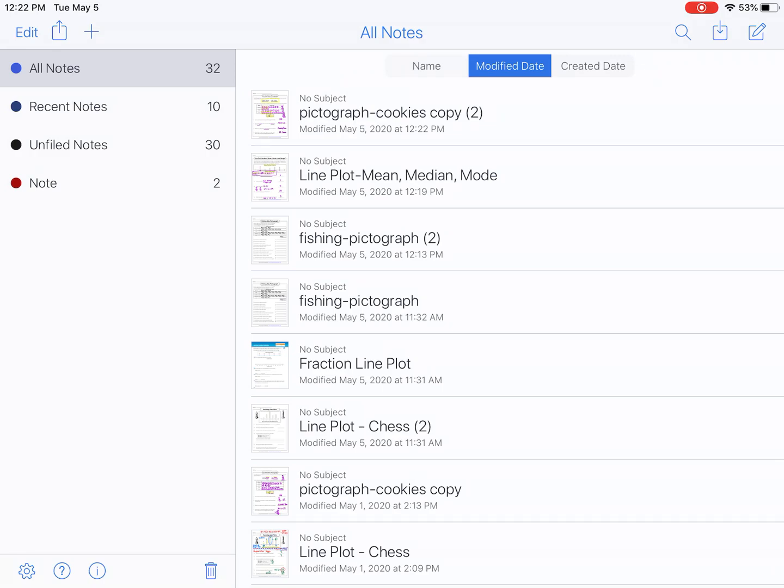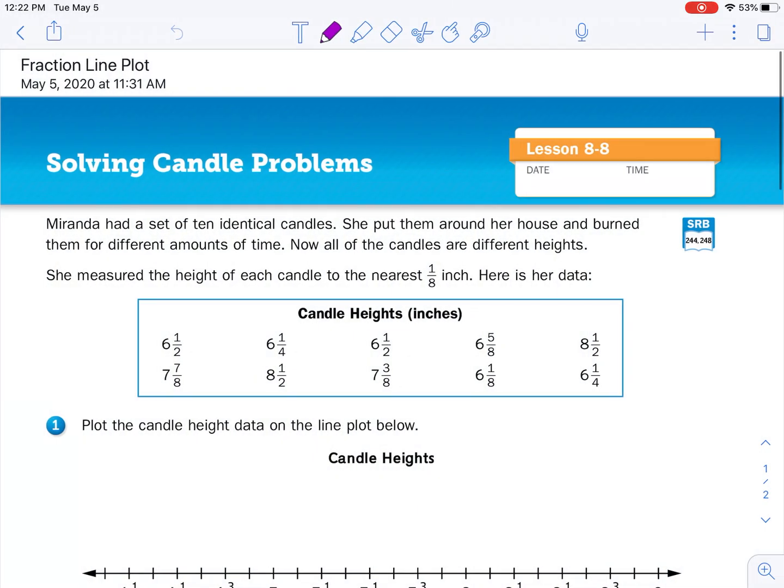Okay, so for your homework today, and I'm going to solve a couple of the problems with you, I want you to look at this fraction line plot. This is going to be part of your homework today. And it's saying that Miranda had a set of 10 identical candles. She put them around her house and burned them for different amounts of time. Now, all of the candles are different heights. She measured the height of each candle to the nearest 1/8 inch.